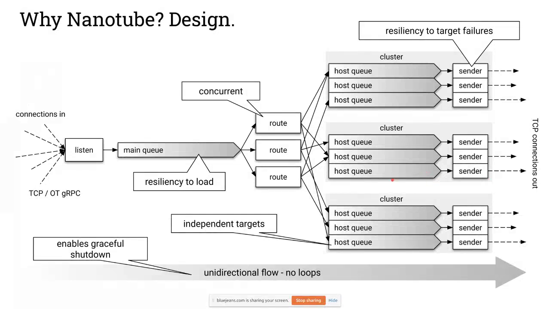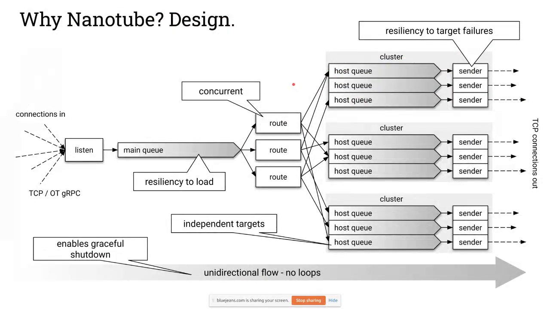And one other thing that we put in design was that it has a unidirectional flow and there are no loops. So there is very little to none interdependency and feedback, like backwards feedbacks in the system. This makes it much more reliable.